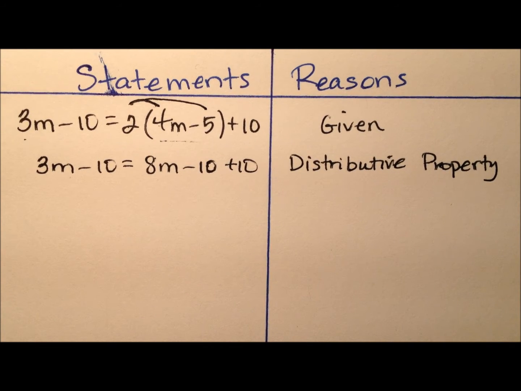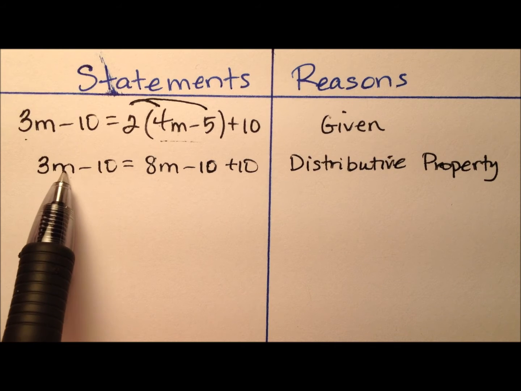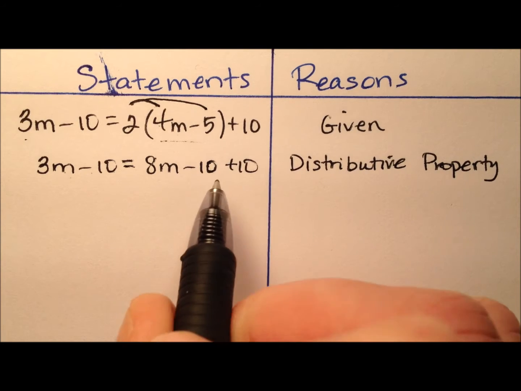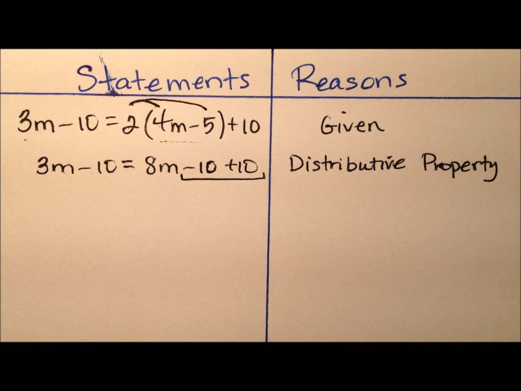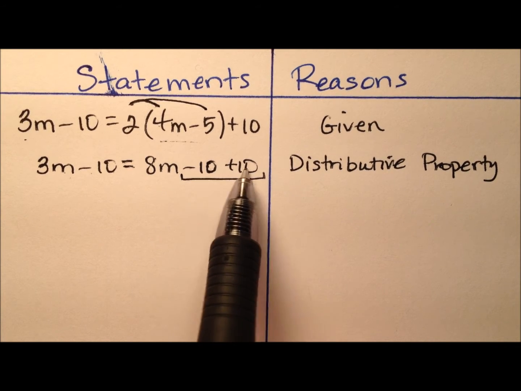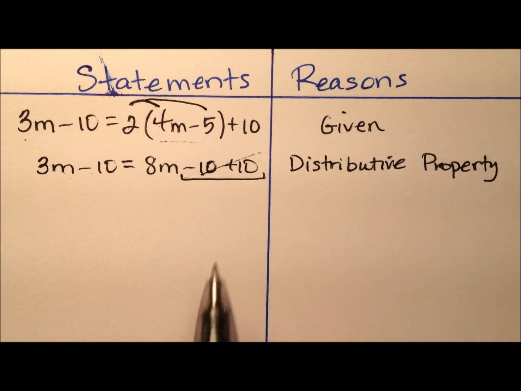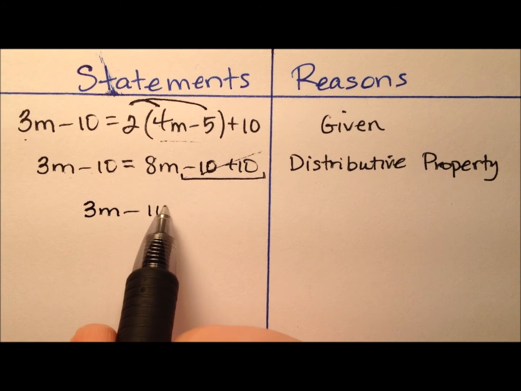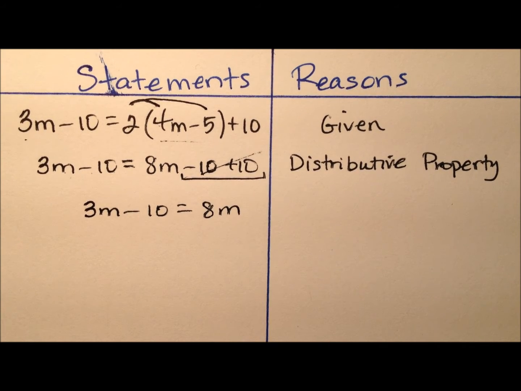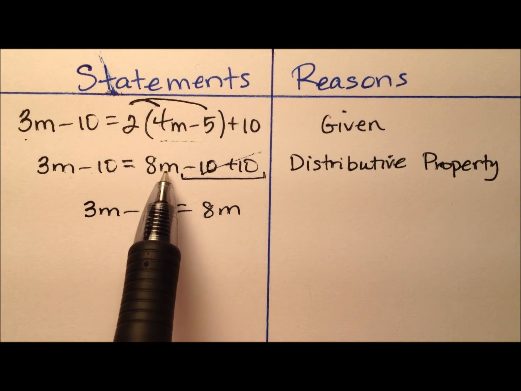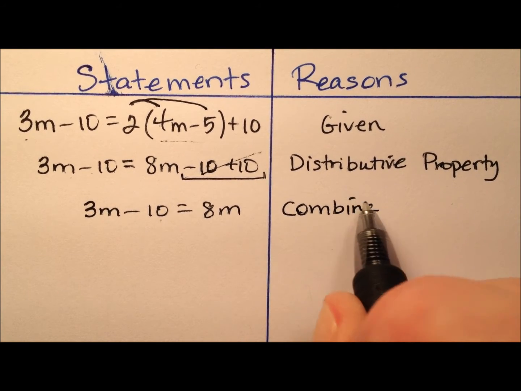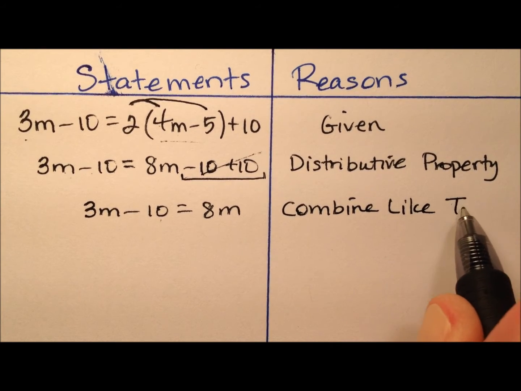Okay. Well, how about now? What do we have? Well, we have 3m minus 10 equals, and we have this 8m minus 10 plus 10. So on this right side, I have these two numbers that I can put together. And in our case, negative 10 and positive 10 actually cancel each other out and will give us a 0. So 3m minus 10 will just equal this 8m. So what justification can we give from going from this step to this step? Well, we just combined like terms. So we'll say combine like terms.